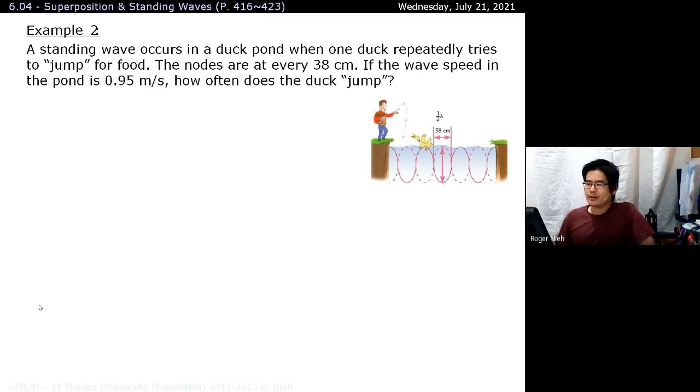So this is a story about a happy gentleman who's trying to feed a little duck, and the duck is so excited that it bobs up and down. And coincidentally, when it bobs up and down, just by the dimensions of the river or the pond itself, it results in this illusion of a standing wave. And this is what the person who was feeding the duck noticed, that the distances between successive nodes worked out to 38 centimeters.